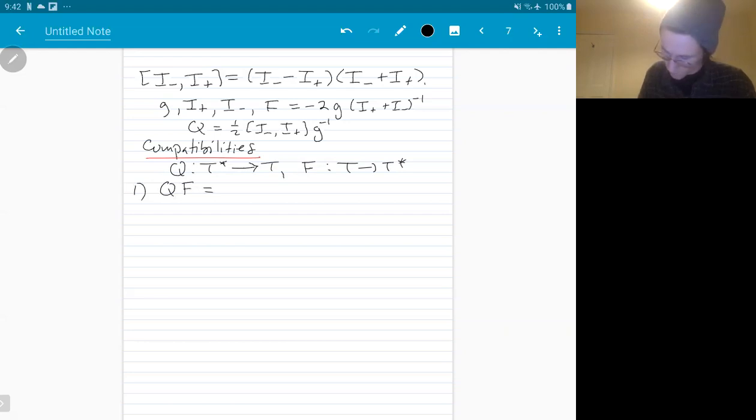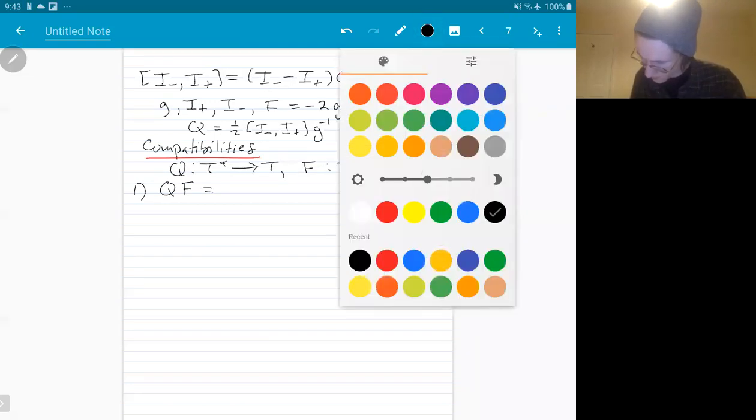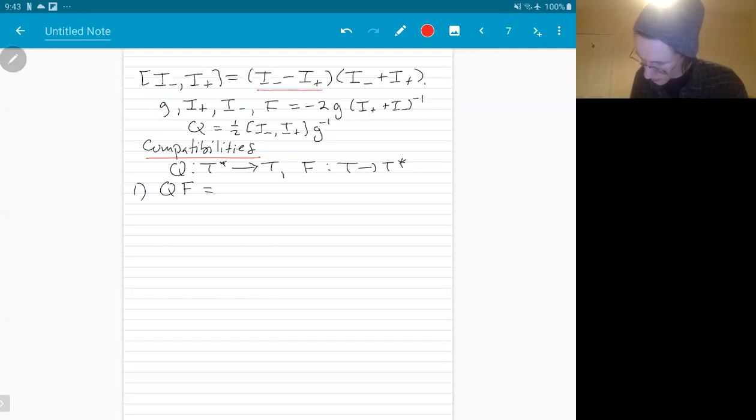And well, if you look at what's going on here, so Q is going to involve the product of I minus I plus, I minus plus I plus, and then G inverse, and then F is going to involve G and then I plus plus I minus, but inverse. So the G's are going to cancel, and also the I plus I minus inverse is going to cancel with the I plus I minus. So what we end up with is the following. It's just kind of simple.